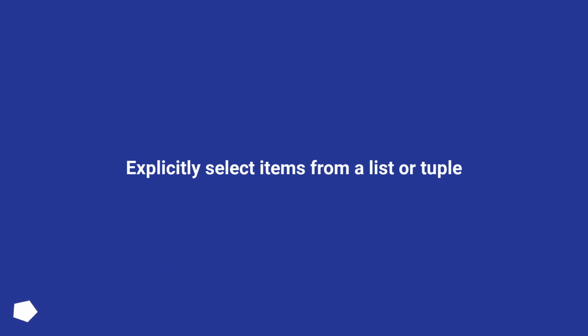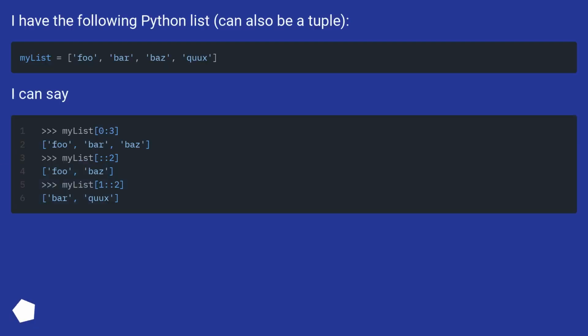Explicitly select items from a list or tuple. I have the following Python list, can also be a tuple.